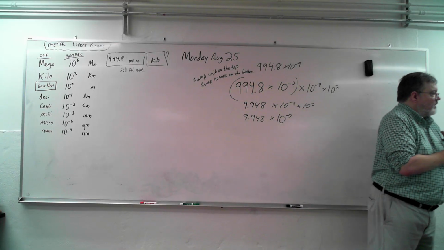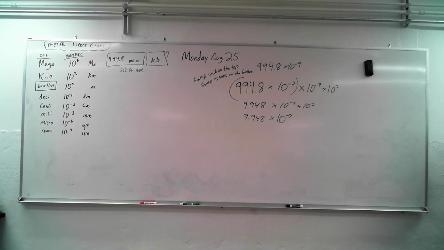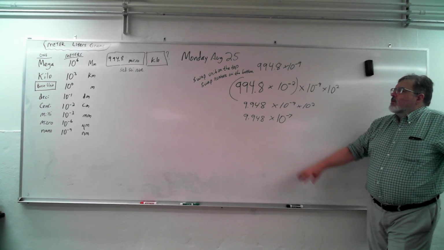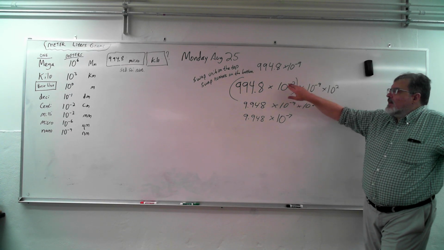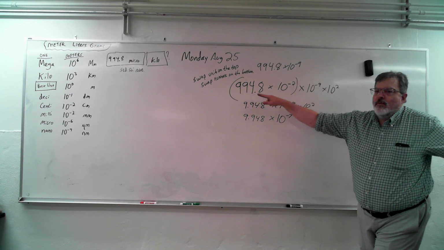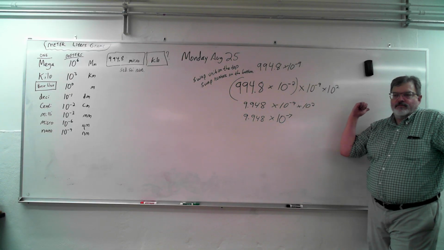So whenever you multiply by 10 to a negative power, you would be moving to the left, right? Your decimal place? When you multiply by 10 to the negative number, you're moving the decimal that way, and vice versa.